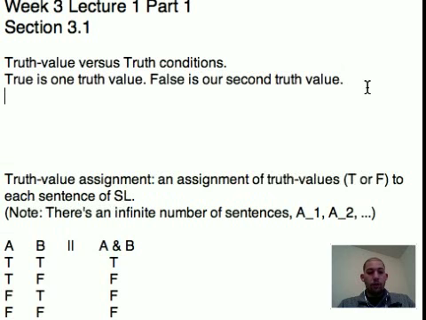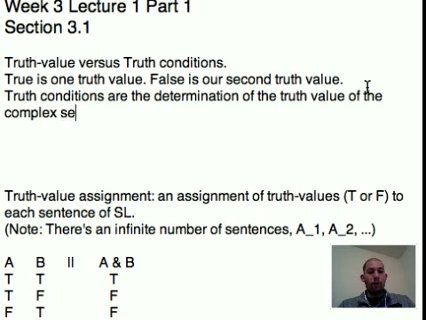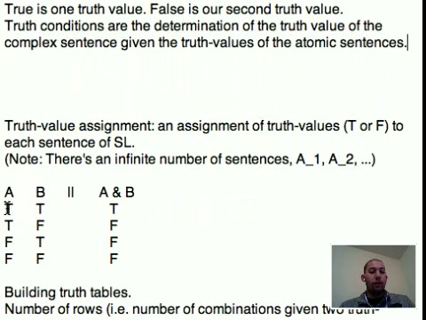So truth conditions give the truth value of the complex sentence given the truth values of the atomic sentences. You can think of truth tables as encoding truth conditions, and one condition or scenario is, for example, when A and B are both true.